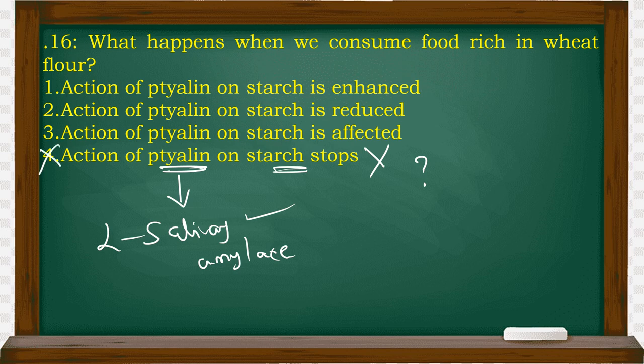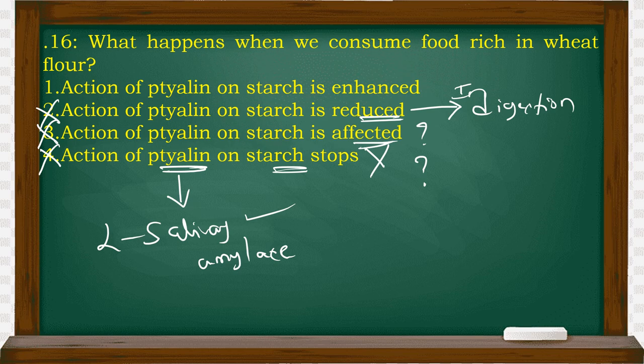Option number 3 says action of tannin on the starch is affected. What is the meaning of being affected? This sentence doesn't make any sense at all. Option number 2, action of tannin on starch is reduced. If its action on the starch is reduced, again digestion wouldn't happen properly. There will be something called indigestion. So option number 2 also cannot be the right answer.